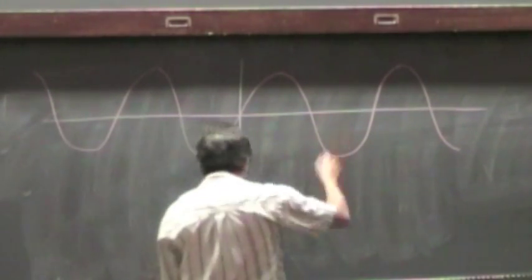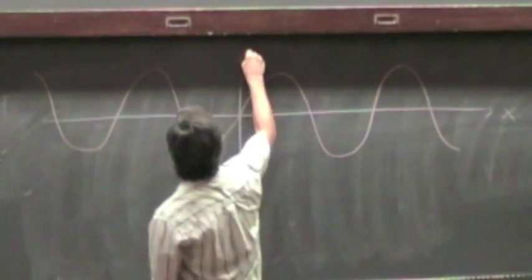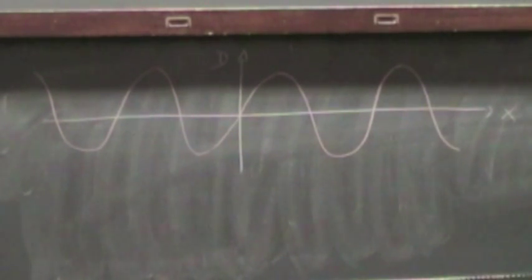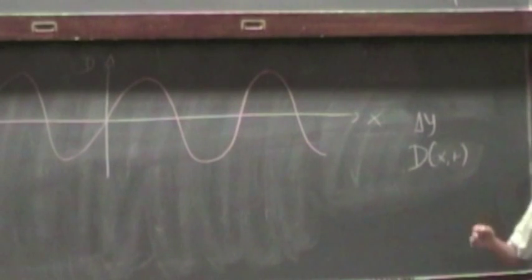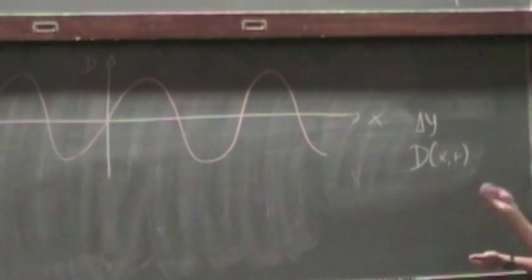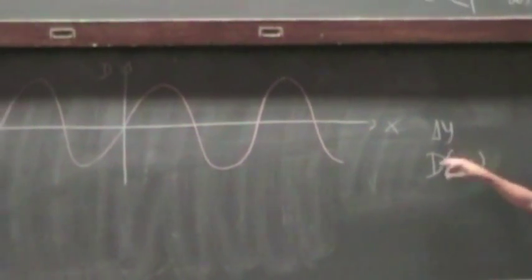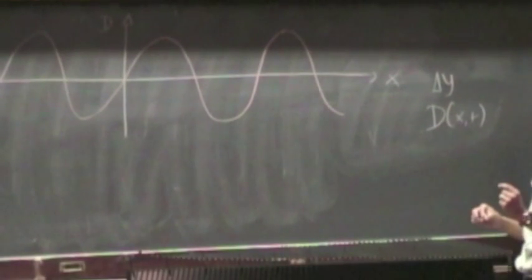I have selected my origin of coordinates. This is x, and this is displacement. I'm using the notation in the book that uses d for the wave, d of x and t. In the previous class I was talking about delta y. Delta y makes sense for a transverse wave, where you're talking about the height of every point. The notation d is better because it applies for both transverse and longitudinal waves. This just means the displacement from the equilibrium point.